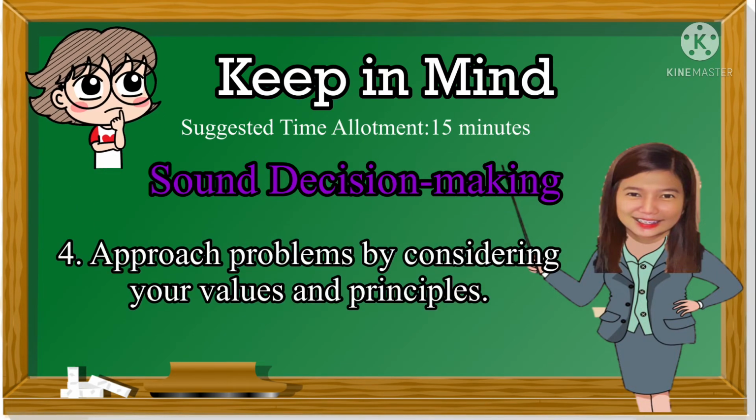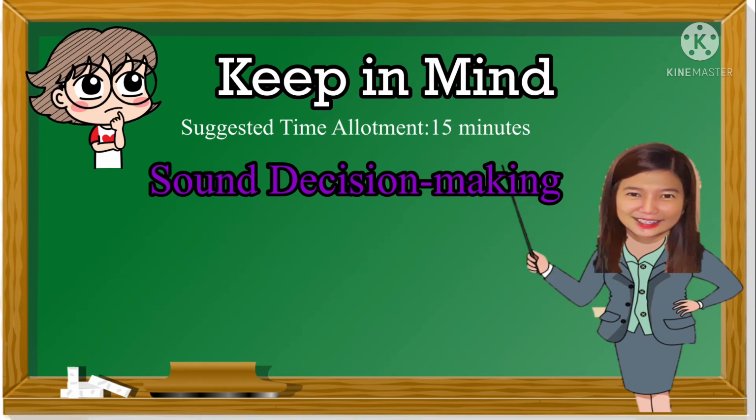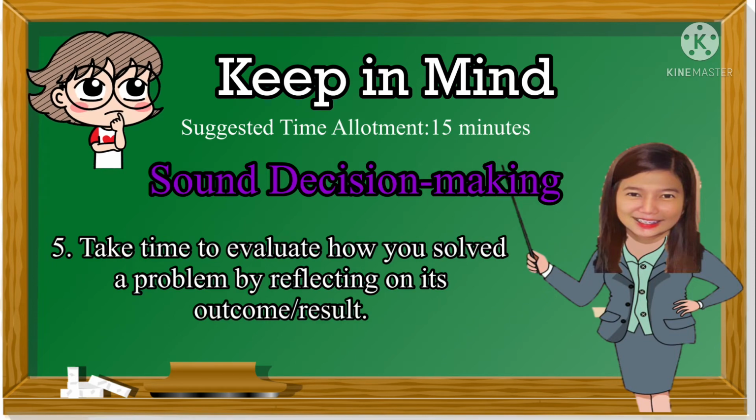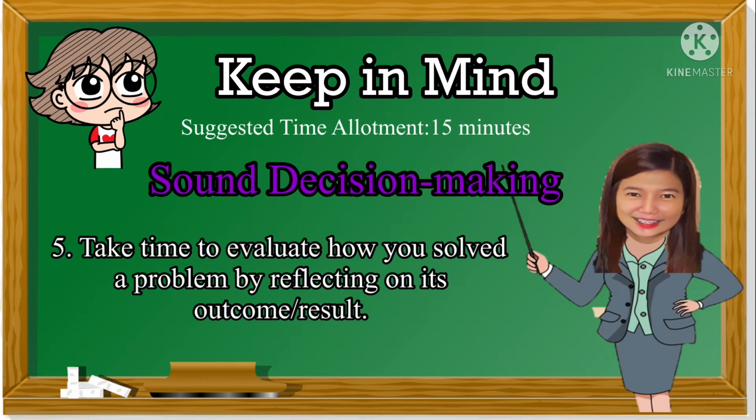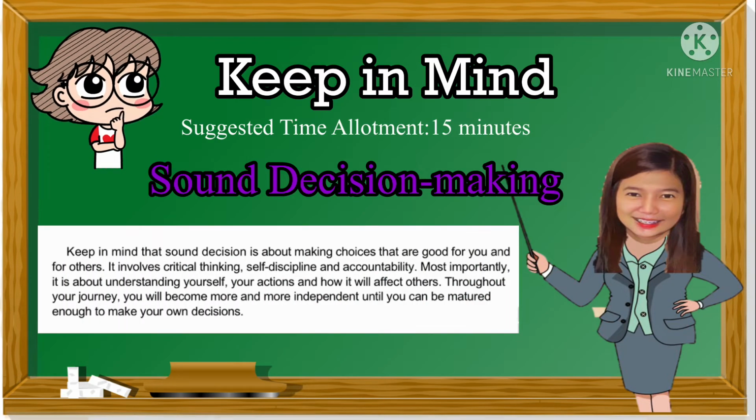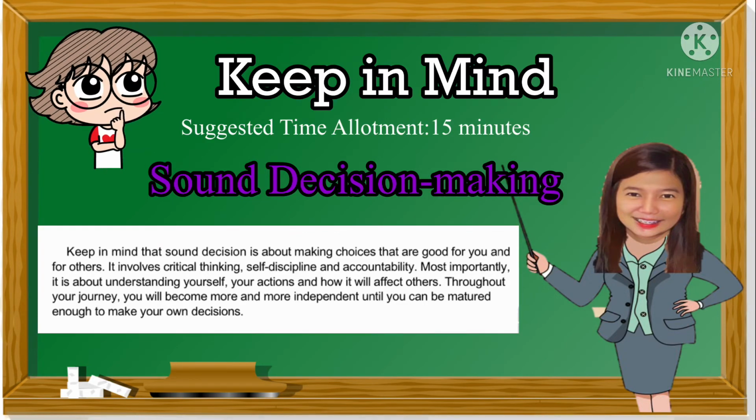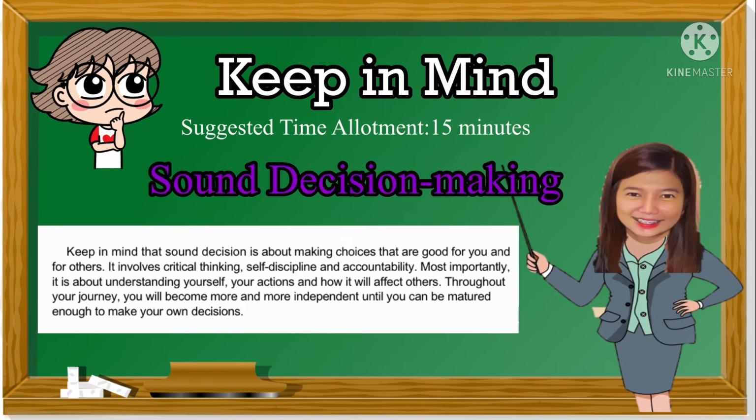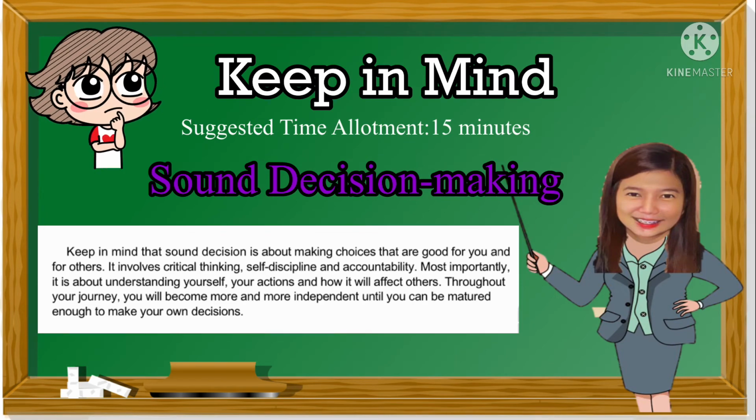4. Approach problems by considering your values and principles. The last one, take time to evaluate how you solve a problem by reflecting on its outcome or result. Keep in mind that sound decision is about making choices that are good for you and for others. It involves critical thinking, self-discipline, and accountability. Most importantly, it is about understanding yourself, your actions, and how it will affect others.